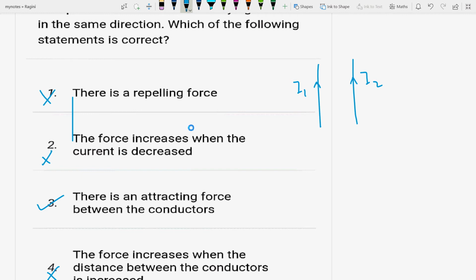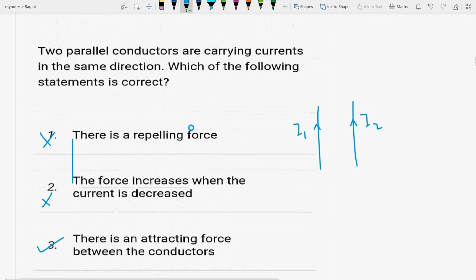But here it is talking about the current direction which are flowing in the same way, and it is happening in the case of two parallel conductors. So here the force that will happen, it will be F1, this will be also F1. So both forces will try to attract each other. If the two wires carrying current in the same direction, they attract each other, otherwise they will repel. So the answer will be C option, right?